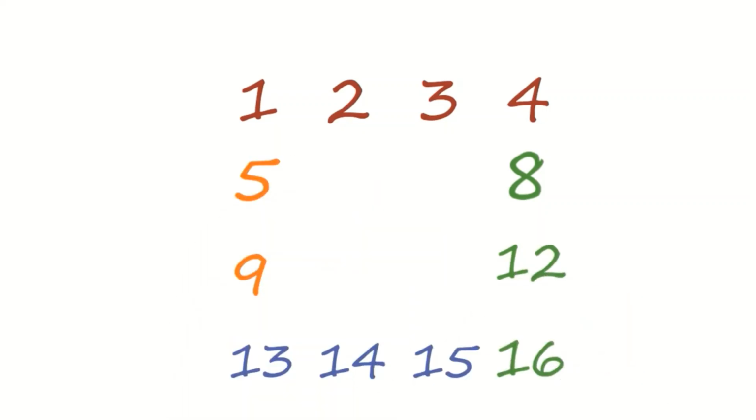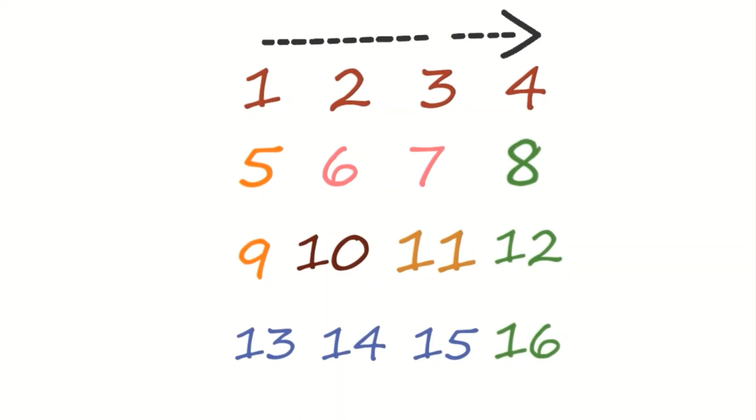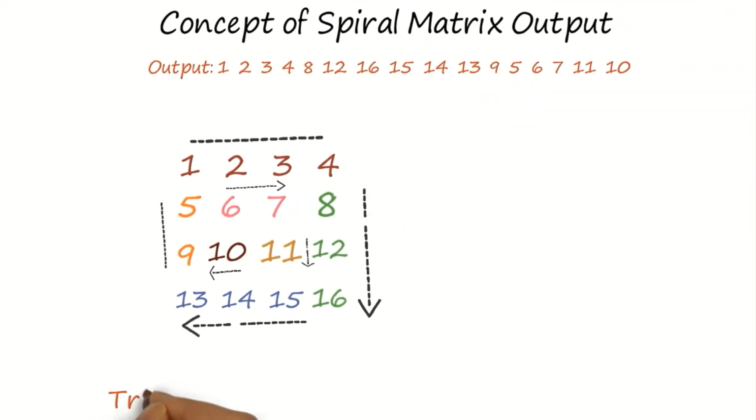So the first for loop represents the movement from left to right. See, this is the first movement, whereas the second loop represents the movement from top to bottom, the third represents the movement from right to left, and the fourth represents the movement from bottom to up. So this is how we have to print the spiral pattern.